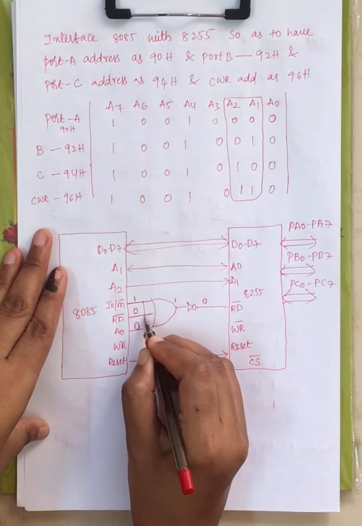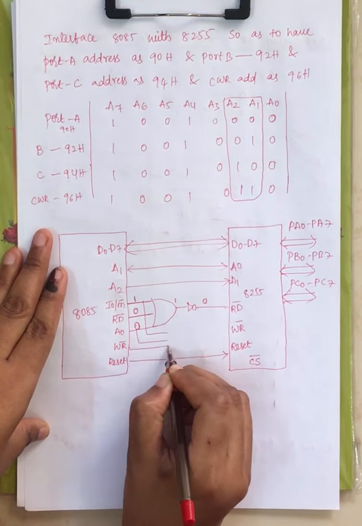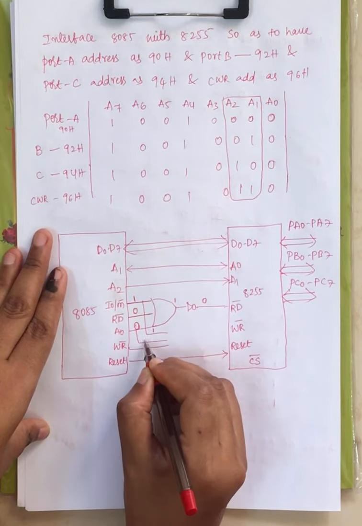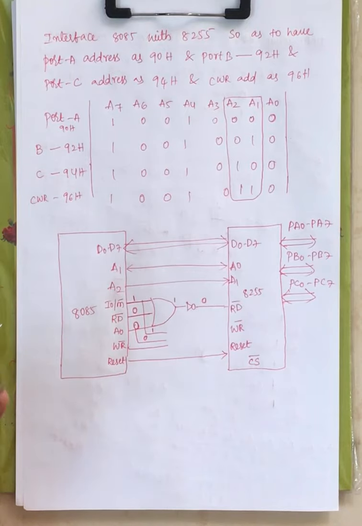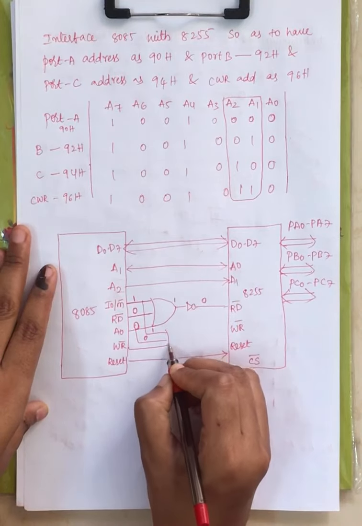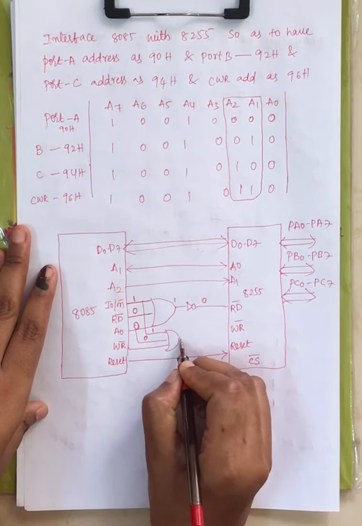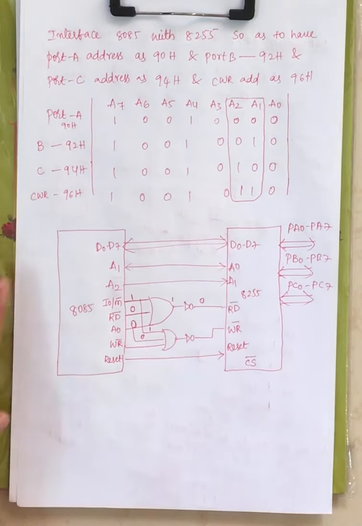Now for the same thing, IO along with A0 goes to WR bar. IO is 1. In order to write the data, this should be 0. Both the read signal and write signal can't be 0 at a time. When the read signal is 0, the write signal is 1, and when the write signal is 0, the read signal is 1. You have to remember this point. A0 is 0 from the table. Now this is OR gated, and you will get result 1, inverted and given to the write signal. You can use any logic.